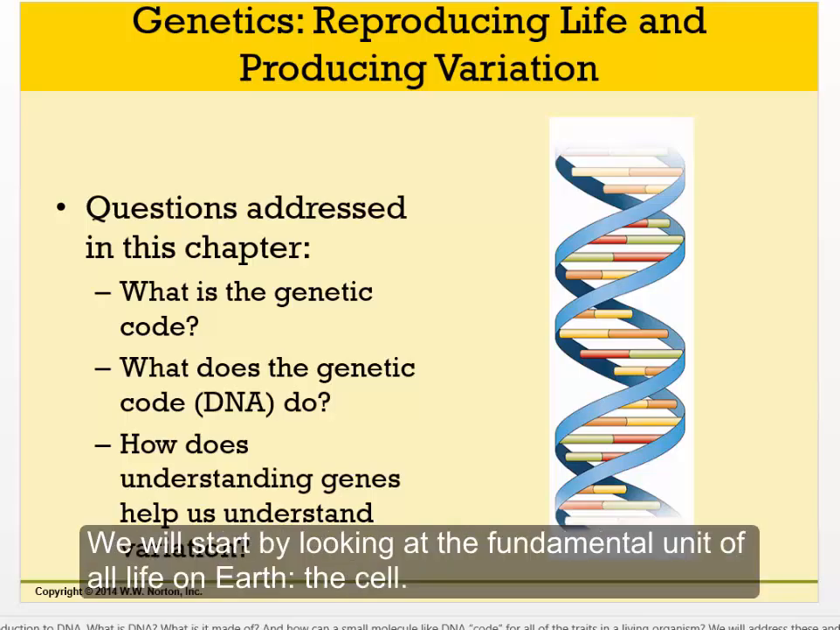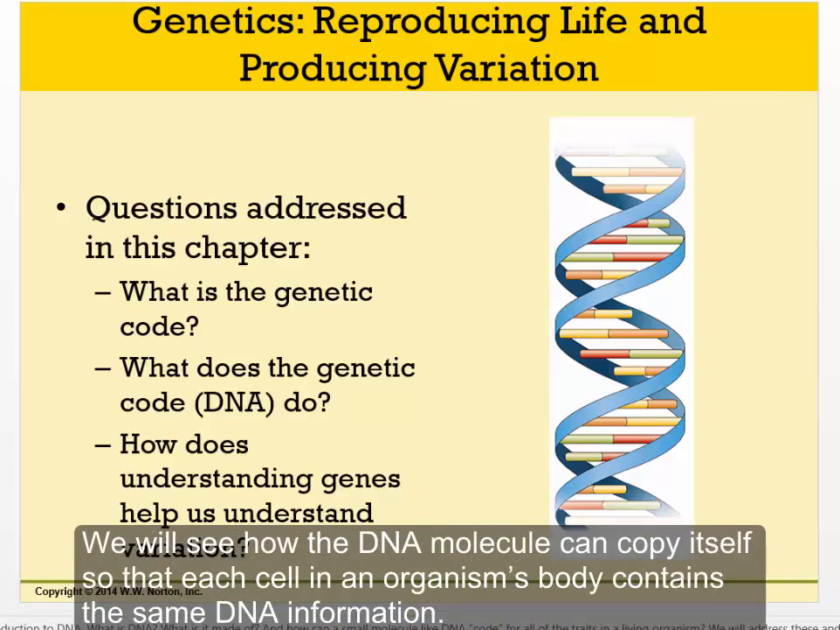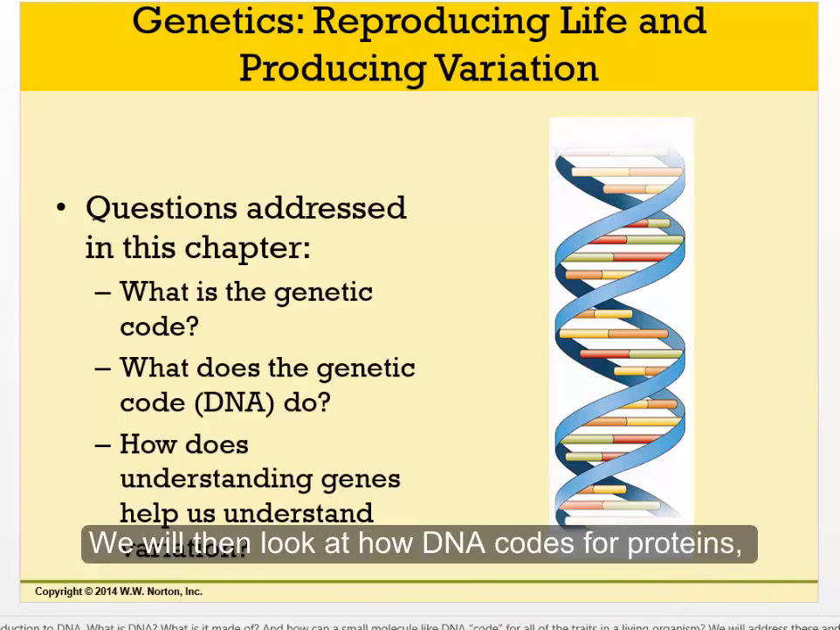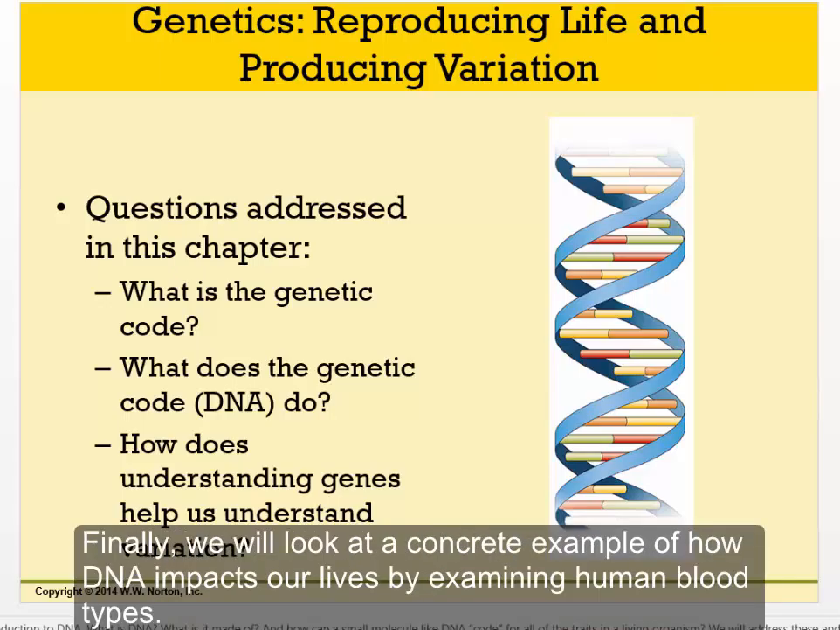We will start by looking at the fundamental units of all life on Earth called cells. Inside each cell, the DNA code is structured into packages, known as chromosomes. We will see how the DNA molecule can copy itself so that each cell in an organism's body contains the same DNA information. We will then look at how DNA codes for proteins, which all living organisms are made of. Finally, we will look at a concrete example of how DNA impacts our lives by examining human blood types.